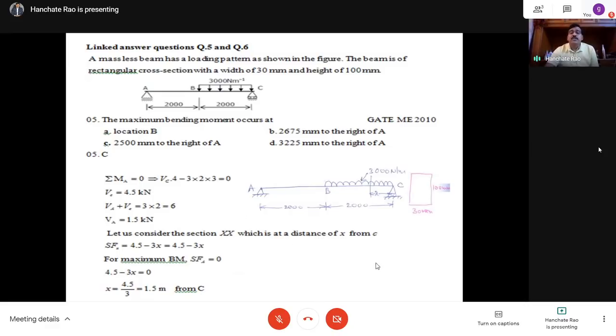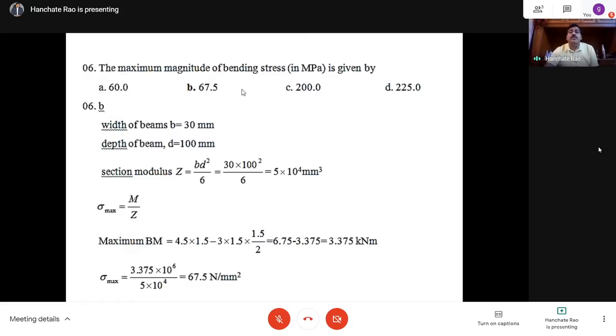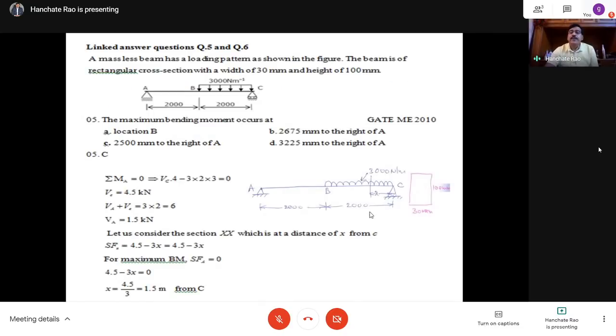Now the next question will be, what is the maximum magnitude of bending stress? That's what he is asking. Already we found out where the bending moment is becoming maximum, so find out what the bending moment is there. Bending moment is maximum at 1.5 from C. So here the bending moment is equal to the vertical reaction at C, 4.5 into 1.5 minus 3 into 1.5 into 1.5 by 2. That is the maximum bending moment at the section.